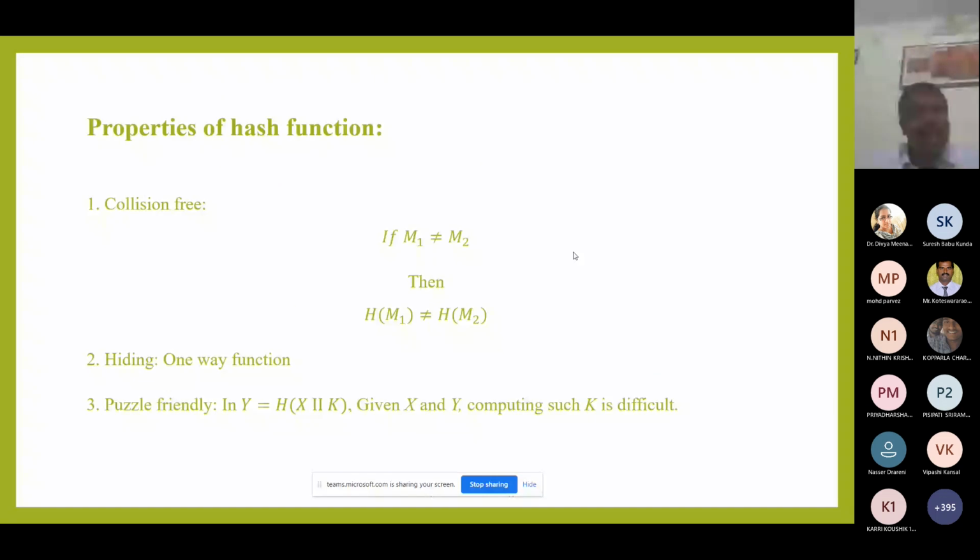Properties of hash function: first one, collision free. If m1 and m2 are different, means if you have two different numbers, the hash value will be different. We know it is a one-way function, and very importantly, it is puzzle friendly.